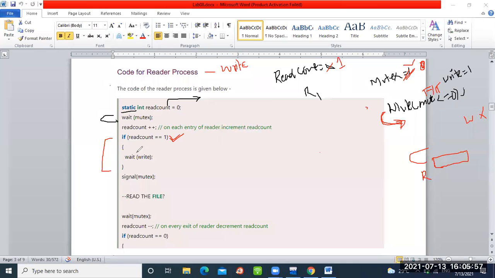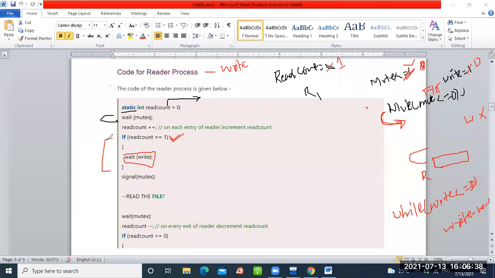So I am calling wait of write. If I call wait of write, while write is less than or equal to 0, this condition is false because it is 1. So it will not block here; it decrements the value of write: write equal to write minus 1.